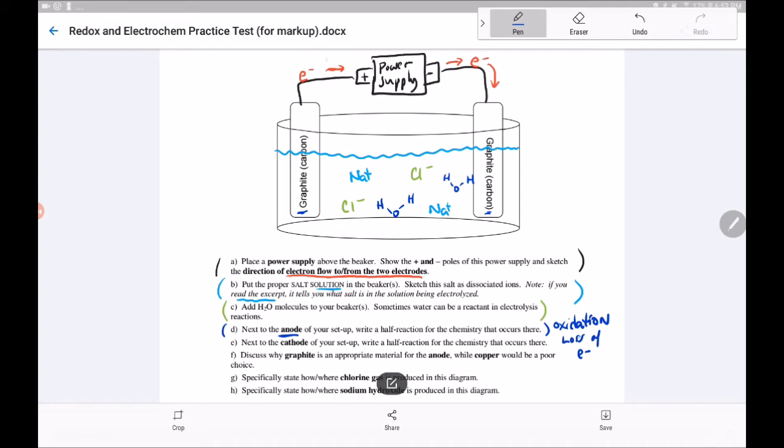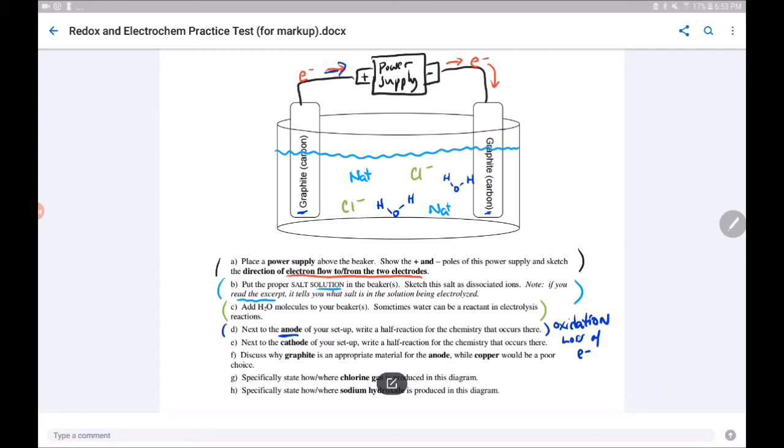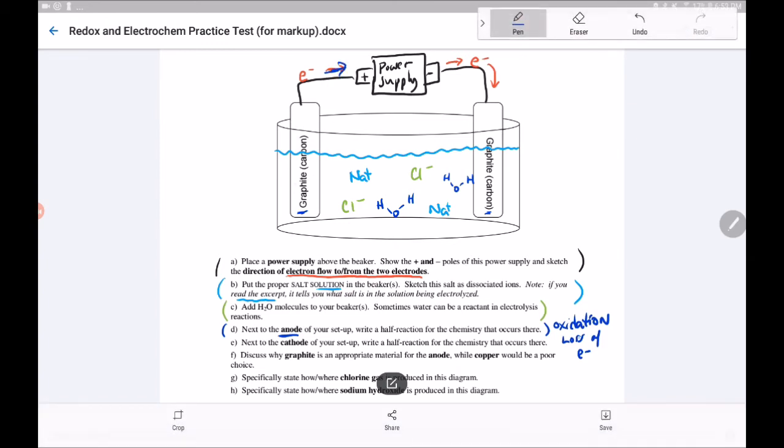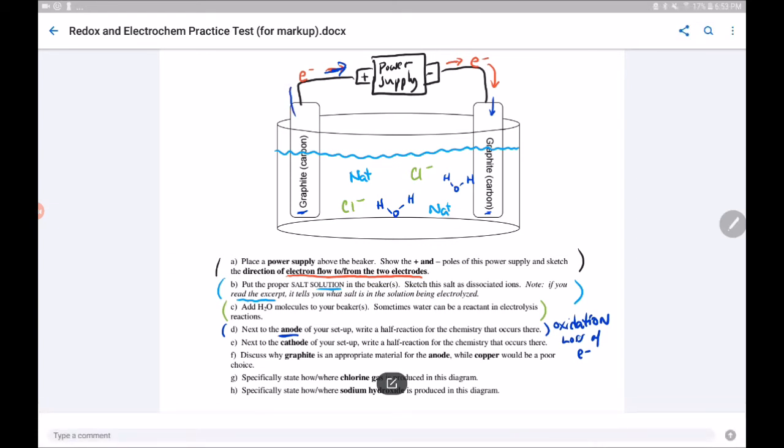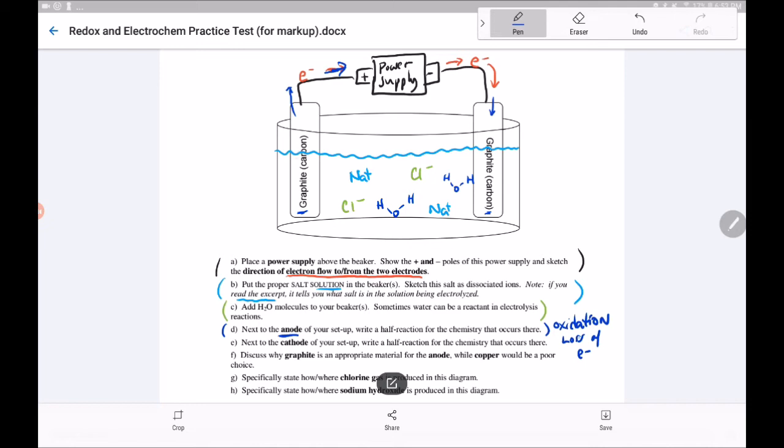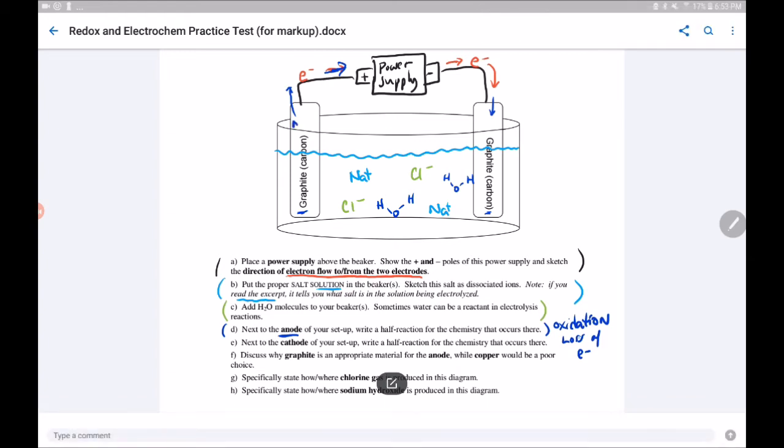So here on the left, electrons are moving away from the graphite. Here on the right, electrons are moving toward the graphite. Loss of electrons is occurring on the left side. Something in the solution is losing electrons that then go pulled up the graphite to the power supply. All right, so this is the anode. Anode, which means the other side is the cathode.